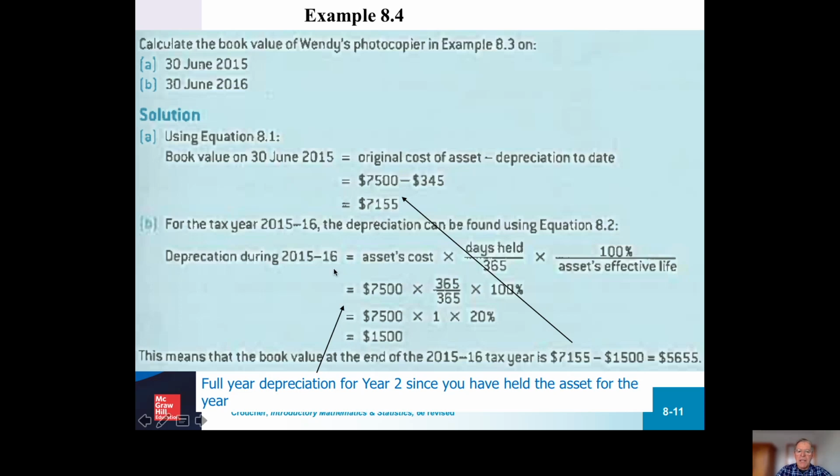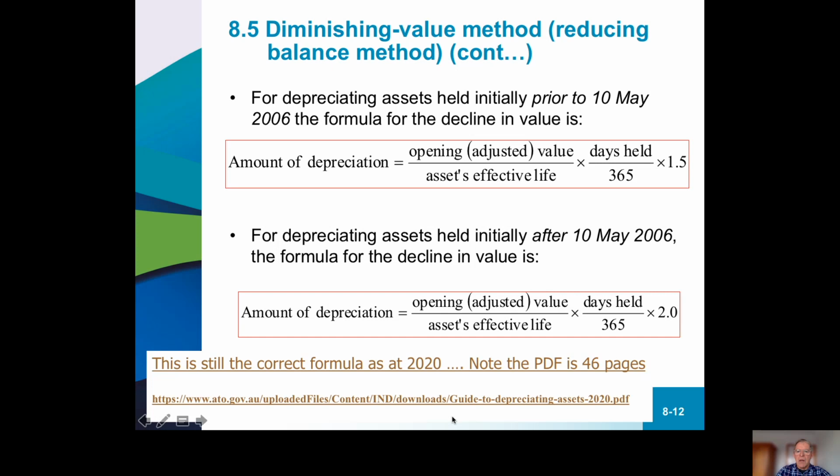And for the following year, we've had it for a full year. So we pick up the value of the, so if we were doing it, it's 2016, yep. So had it for the full year, and we'll take that 100% over the asset's effective life, and we will get our $1,500. So we pick up the opening balance, less depreciation for this period, will give me the closing written down value.